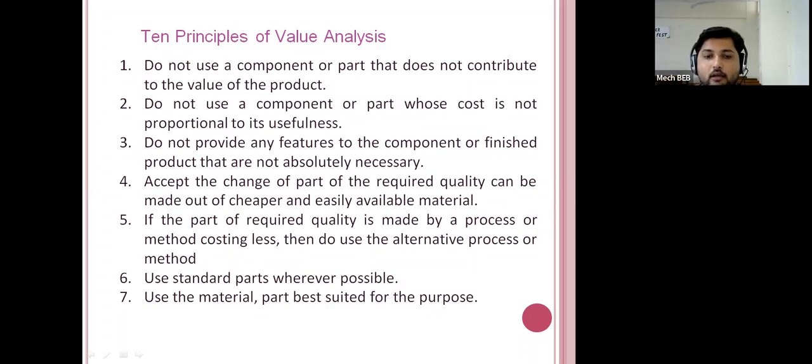So that technique will be selected for the production purpose. Then use standard parts whenever possible. So we know that for a higher safety factor, for the engines, for the boilers, for the turbines, we should use some standard parts like a pressure gauge, flow meter, flow measurement, or some kinds of valves. So that should be manufactured in standard things.